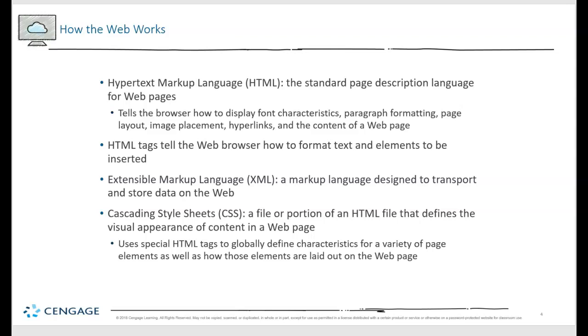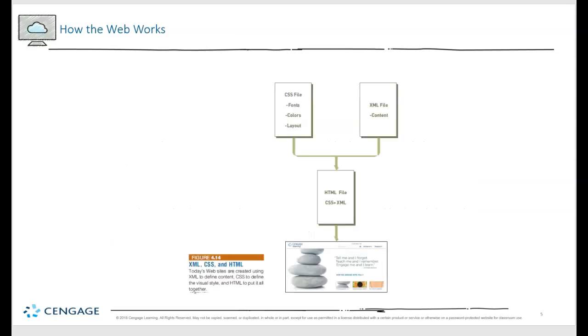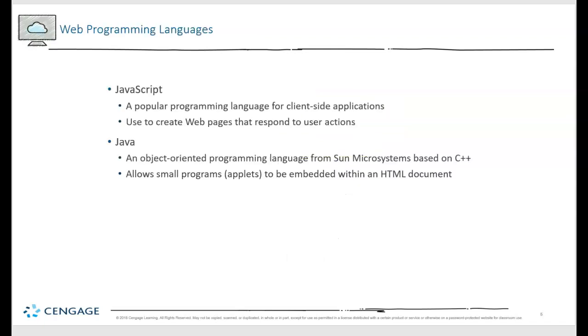Extensible Markup Language, XML, is just a language to describe, transport and store data on the web. Cascading Style Sheets, CSS, are more for formatting, and so you get the XML and the CSS files coming together into the HTML file, which then leads to your wonderful web page.